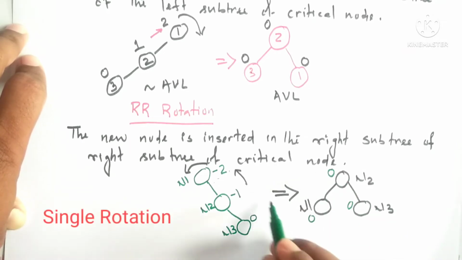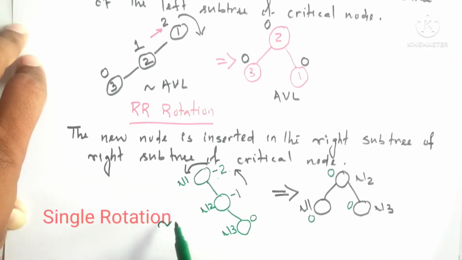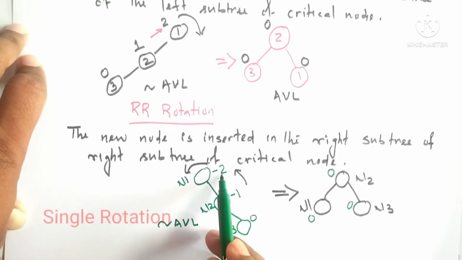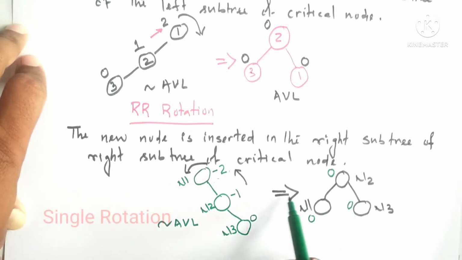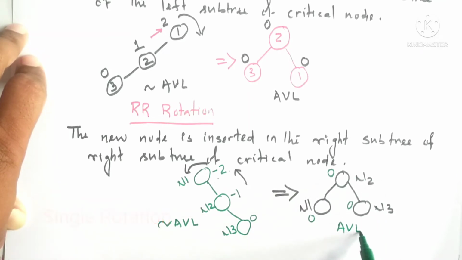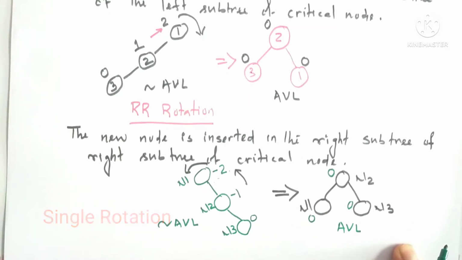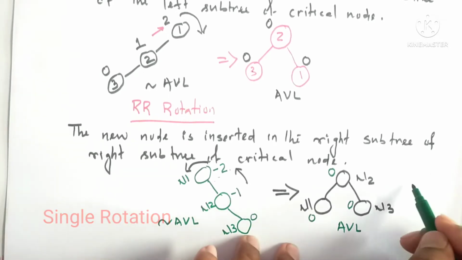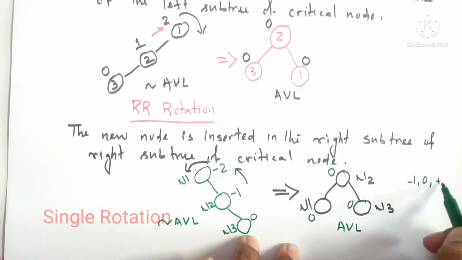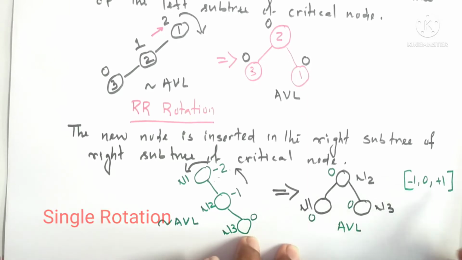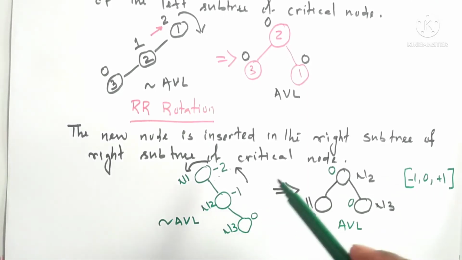So before the rotation, this is a non-AVL tree. The reason is that N1's balance factor is minus 2. Now we did the RR rotation. After doing the RR rotation, the tree becomes an AVL tree because every node's balance factor is lying within the range, that is minus 1, 0 and plus 1. So that's why we converted a non-AVL tree by doing the rotation, that is called the RR rotation.